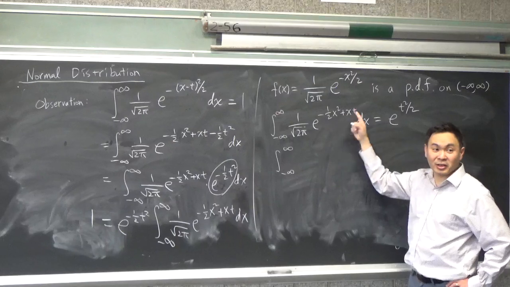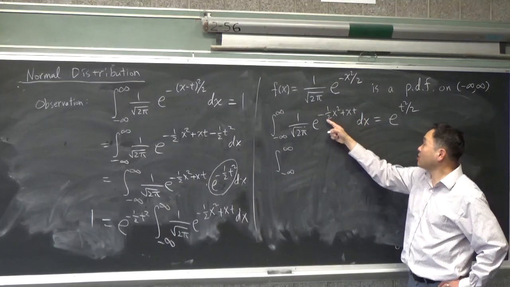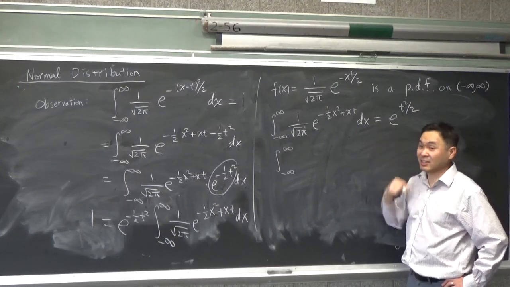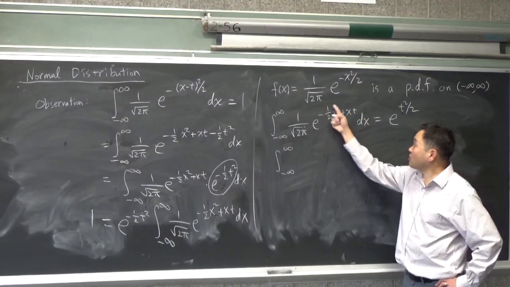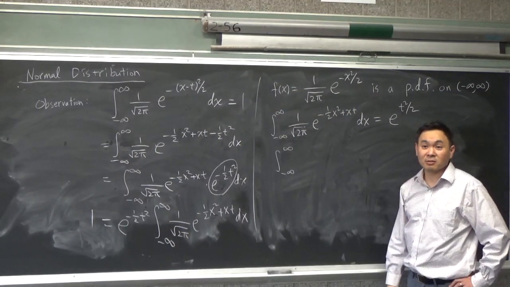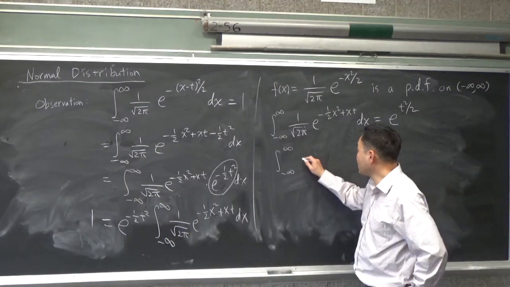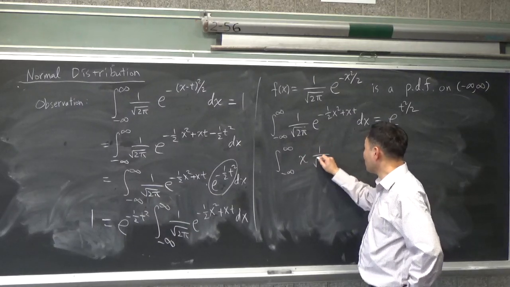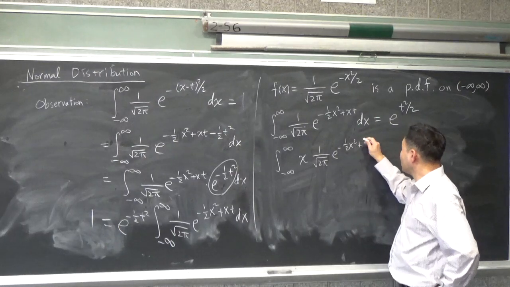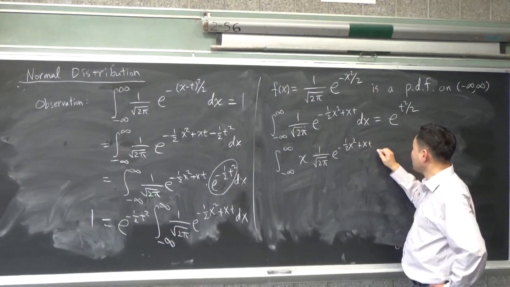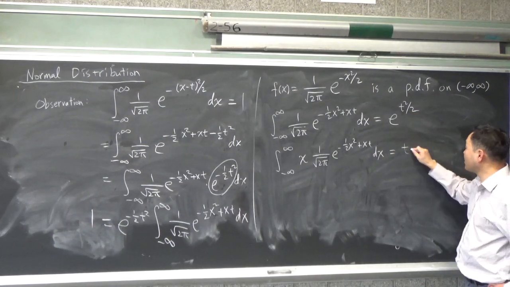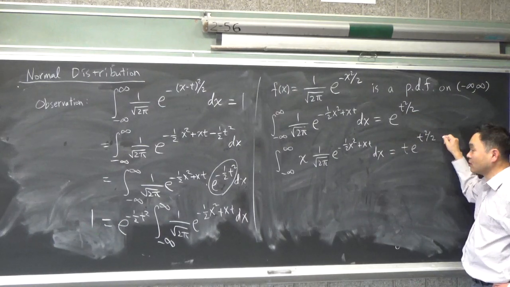Exponential functions don't do anything if you differentiate, but then the inside has to be pulled outside and you have to differentiate the inside function by t. What do you get if you differentiate this by t? Just x, right? So you get the integral of x, 1 over square root of 2 pi, e to the negative 1/2 x squared plus xt dx, equals, if you differentiate this by t, t times e to the t squared over 2.